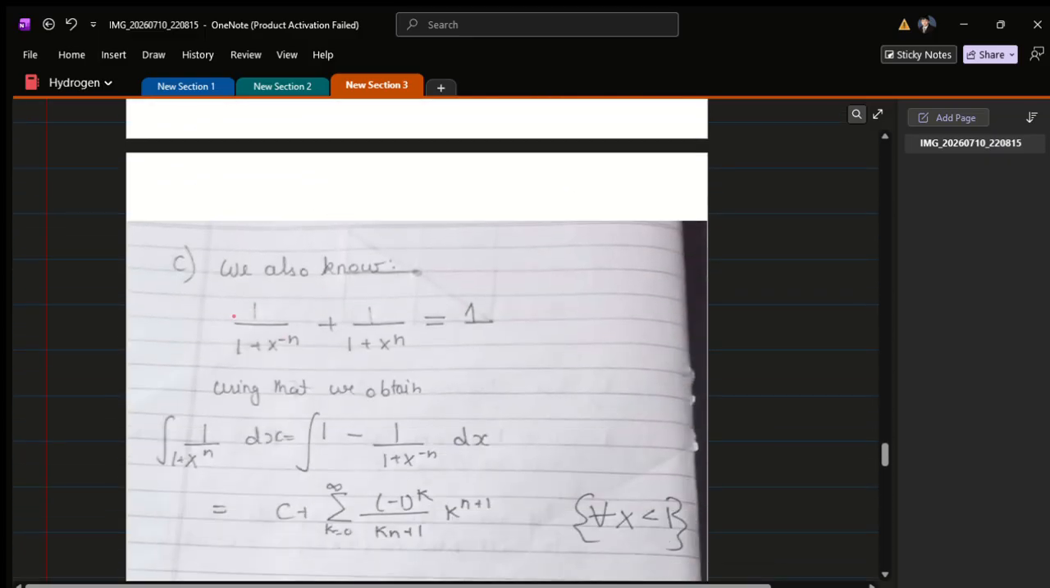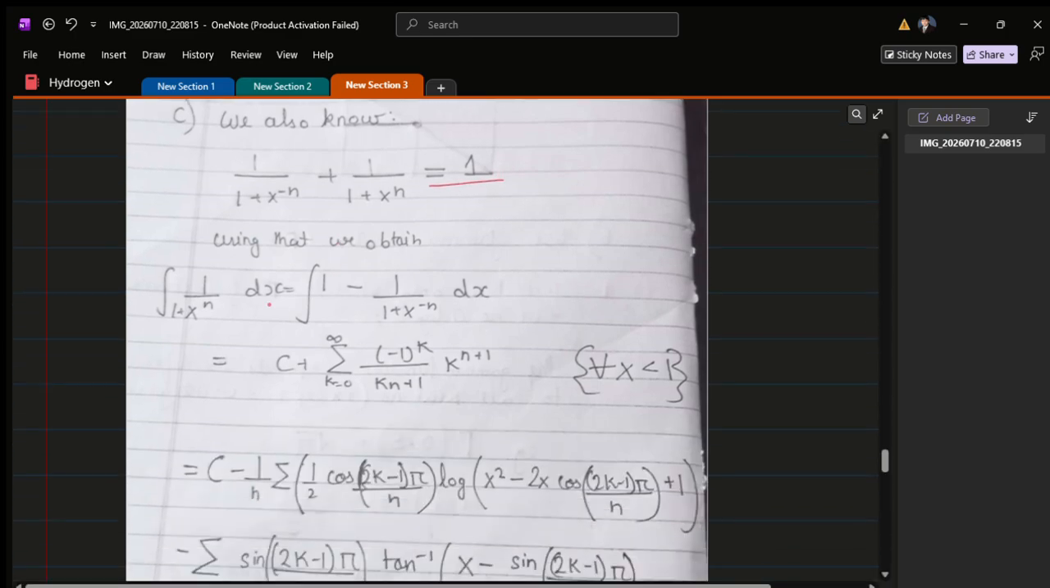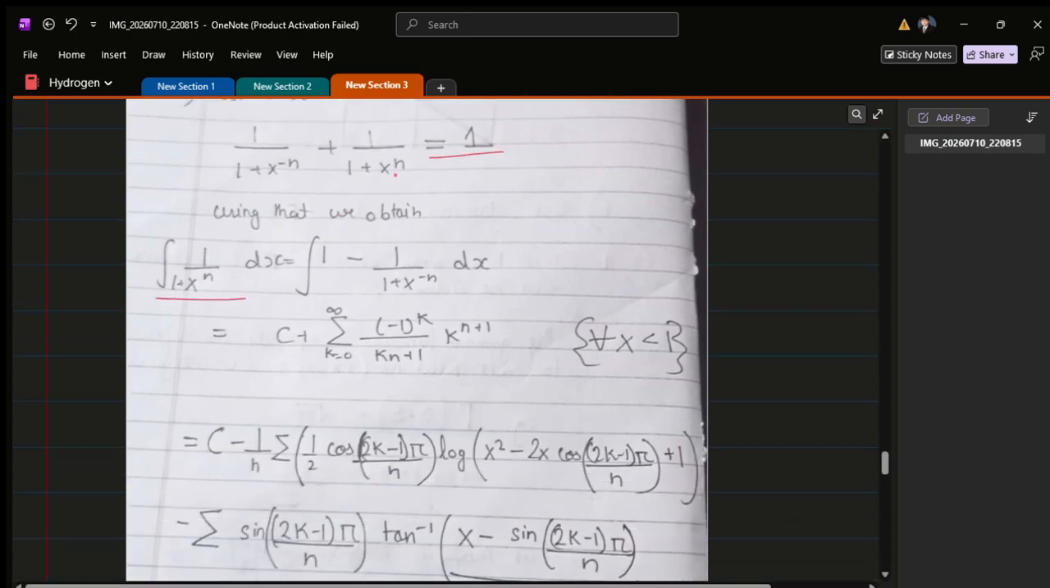Now we also know that 1 divided by 1 plus x to the power minus 1, same thing, positive n minus n positive n will yield us 1. Using that we will obtain this. We just transport this minus 1 here, right? Then we will get this. We integrate both sides. For x that's lesser than 0, we can apply the formula of GP again here.